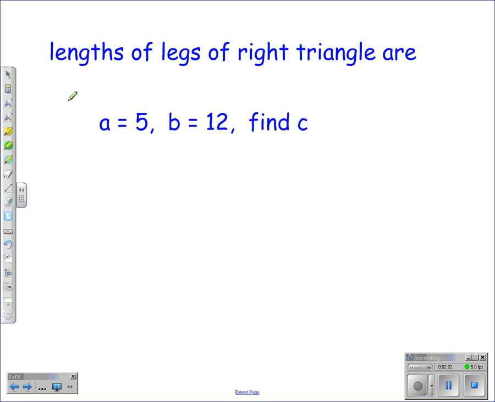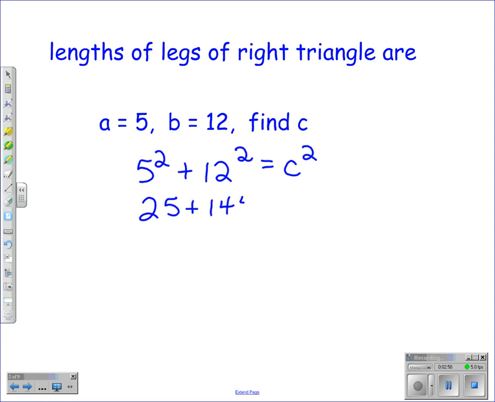Find the lengths of the legs of the right triangle are the following. Find c. So we know that a is going to be 5, so we can put a, 5 squared, and b is 12, so b is 12 squared, equal to c squared. We actually have to find out what the hypotenuse is. This is pretty easy for us in that we can just go ahead and square each of the two numbers. 25 plus 144 equal to c squared. That gives us 169 equals c squared.